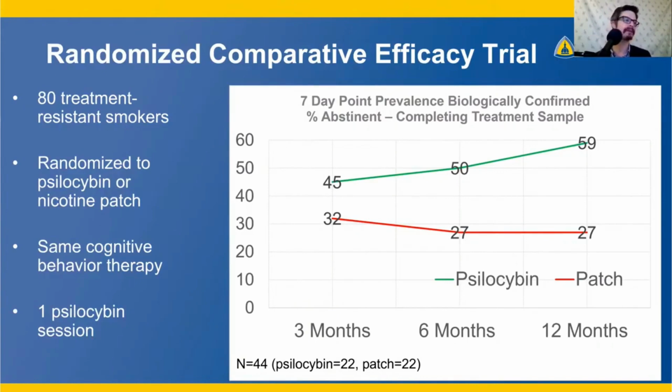But so far, the data are really remarkable in terms of holding up. The study's ongoing, even though we're mostly done. It's not done, so the results could change. But for the 44 people who have gotten to their 12-month follow-up, we see that 59% of people are abstinent in the psilocybin group, compared to only 27% in the nicotine patch group. And to be clear, that's a very good result for a nicotine patch, which I'm proud of, but nonetheless nowhere near the success rates that we're getting with psilocybin. So it's still looking extremely promising.